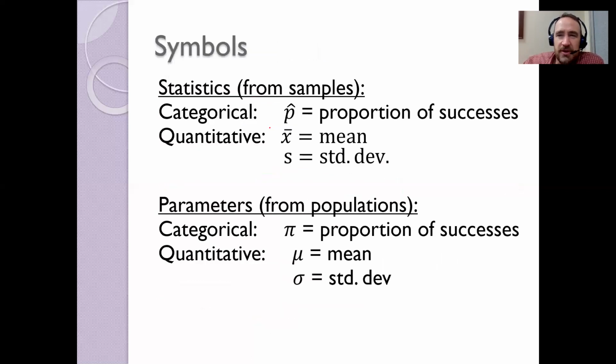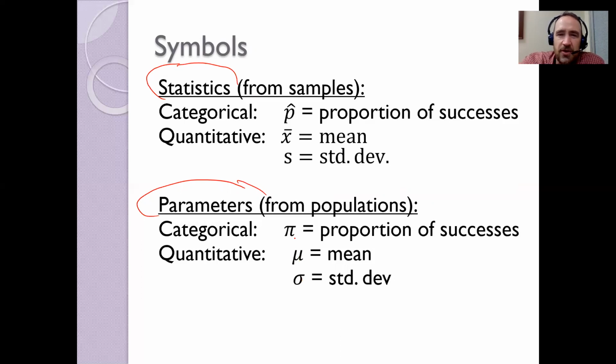Couple of symbols for you to be aware of and take note of. We have different symbols for the statistics that we talk about from our samples versus the parameters that we talk about from our population. You'll note that the symbols for statistics are all letters from our alphabet, p, x, and s. The letters for the parameters are all letters from the Greek alphabet, pi, mu, and sigma. So that's one thing that's kind of nice to note. Whenever you're looking at a symbol and it's a letter from the English alphabet, you know that that's something related to the sample. Whenever it's a letter that's from the Greek alphabet, that's something related to the population.